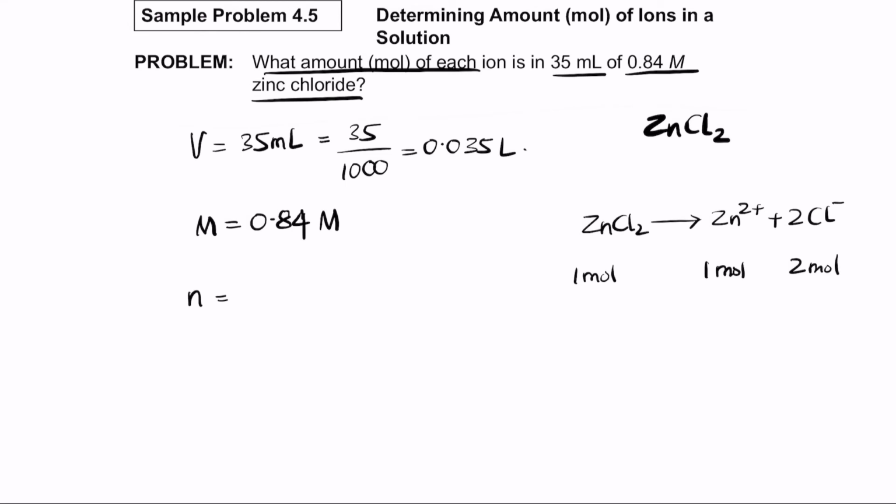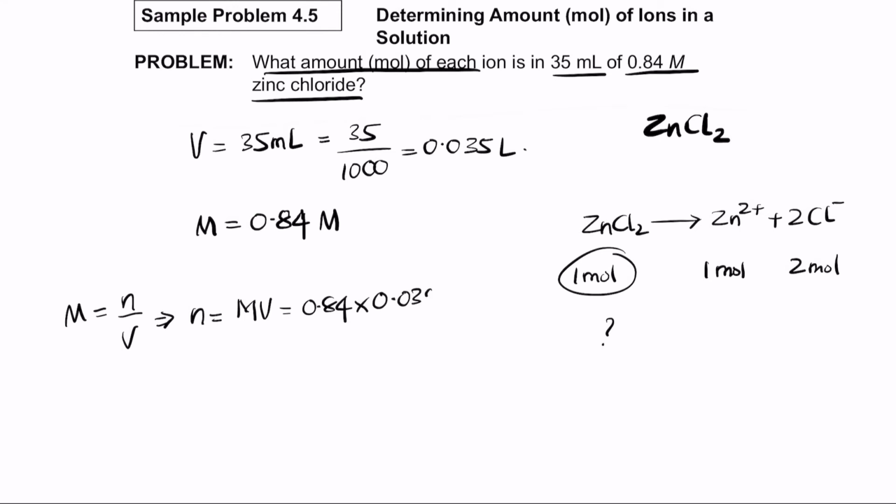So first let us find the number of moles of zinc chloride itself. We don't know how much this is exactly. We know from the formula that molarity is number of moles by volume. So number of moles becomes molarity times volume. So molarity is 0.84 M times volume 0.035. When you calculate the value, you get the number of moles, so that is 0.029 mole of ZnCl2.